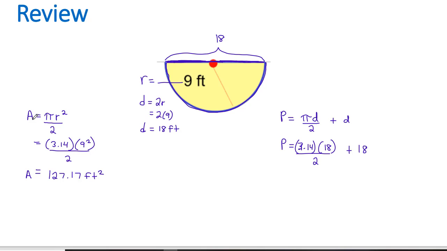So we're going to take 3.14 times 18 and divide that by 2, and that's going to give us 28.26. And then we'll add the 18 on. So our total perimeter, the outside measurement of this semicircle, is 46.26 feet.